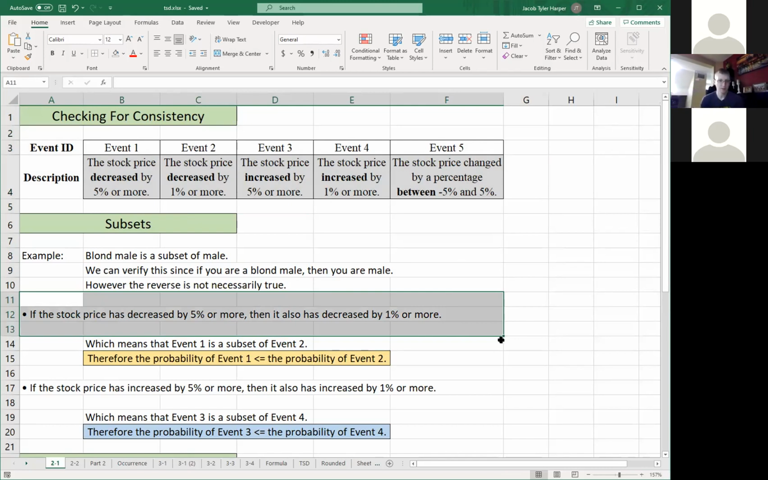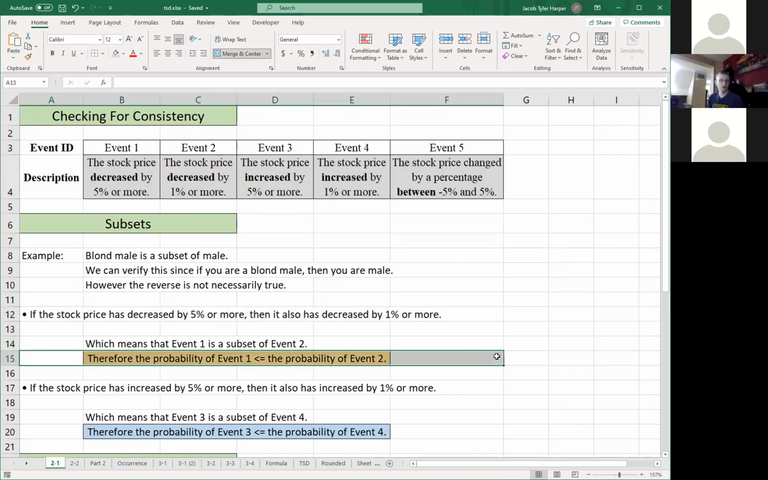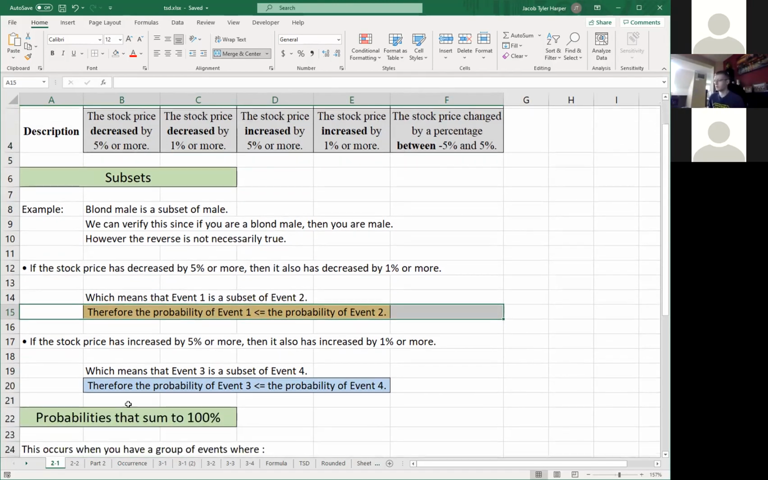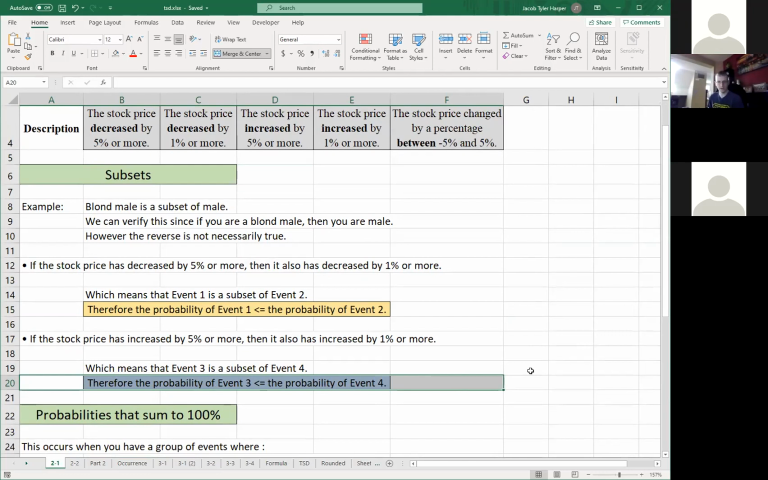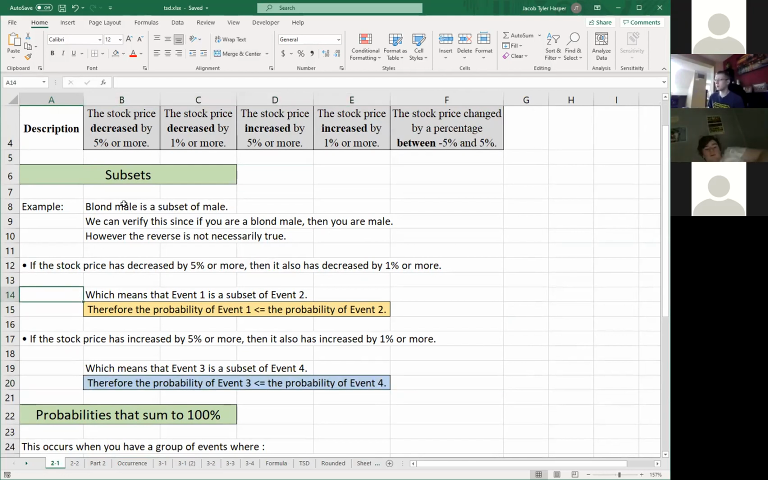For example, if a stock price has decreased by 5% or more, then it's also decreased by 1% or more, but not the other way around, which means event 1 is a subset of event 2. So according to our rule, we know the probability of event 1 is less than or equal to the probability of event 2. Likewise, we get a similar rule between the 3rd and 4th event. And those are the only 2 we need to worry about in terms of this subset rule.